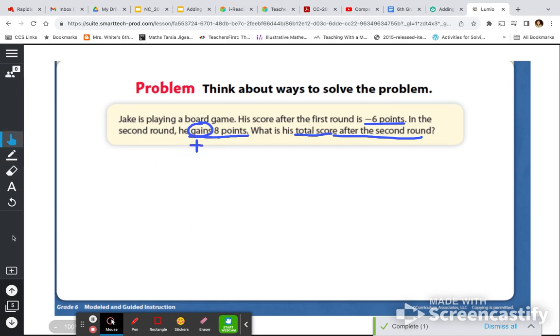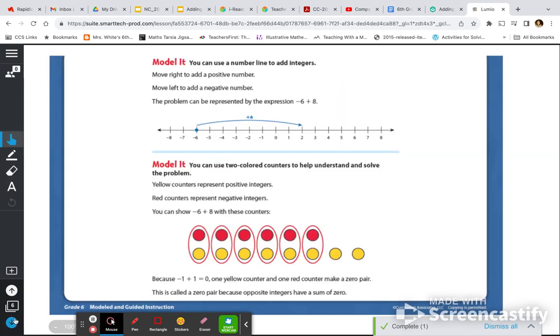Okay. So now, there are several ways that you can do this problem. One way that you could do this problem is you could use a number line. And when you're using a number line, I am going to always start at 0. Okay, so this number line doesn't do that, but it's really important to always start at 0. That's like your home base. And we know that after the first round, so -6. So I'm going to draw an arrow to -6. And in your iReady, that's what you're going to be doing on several of your problems.